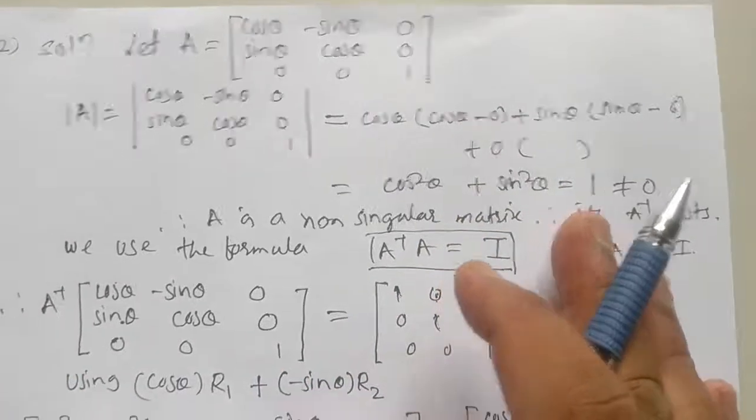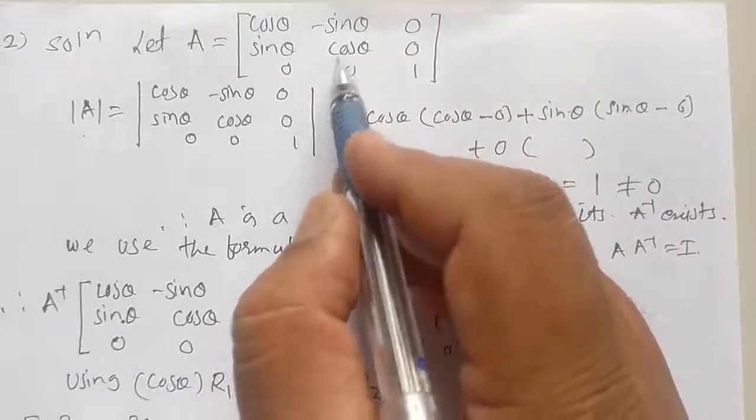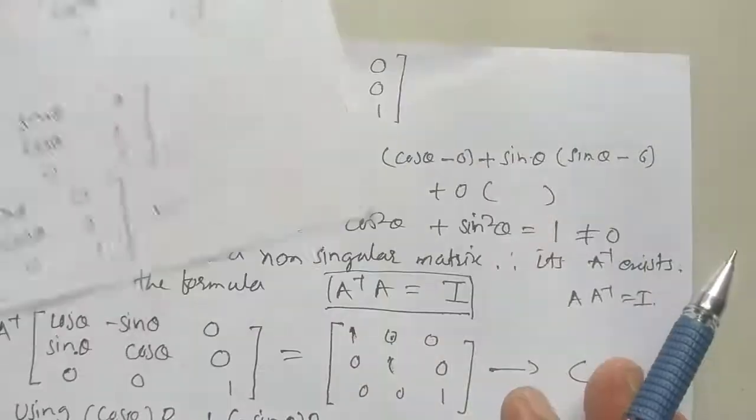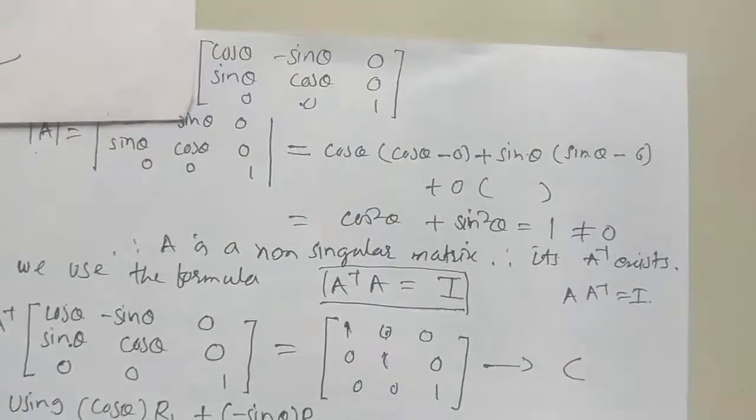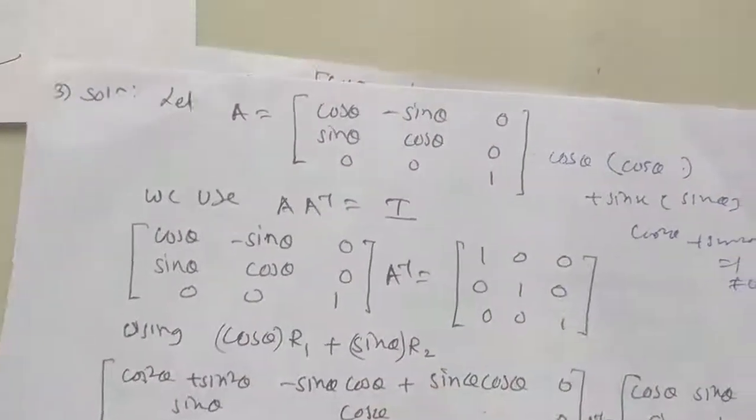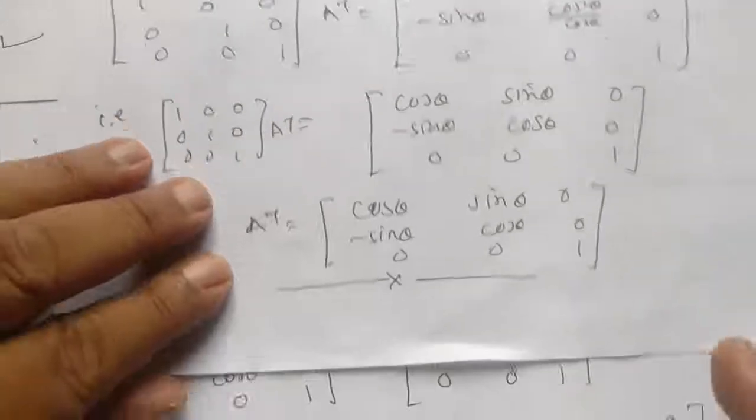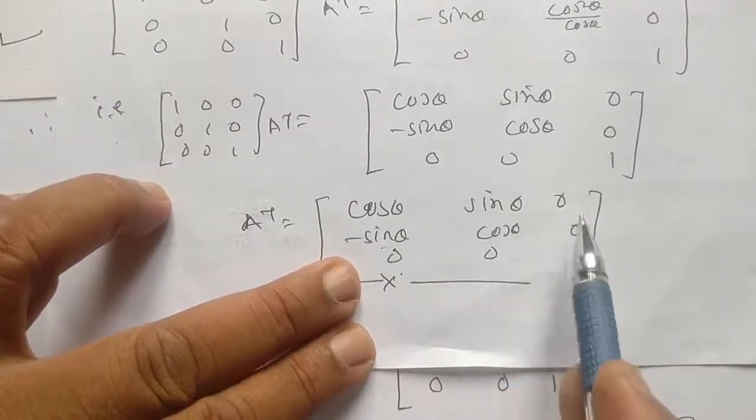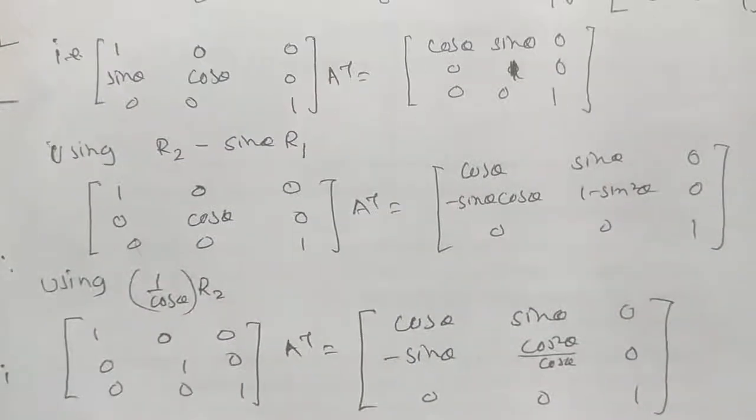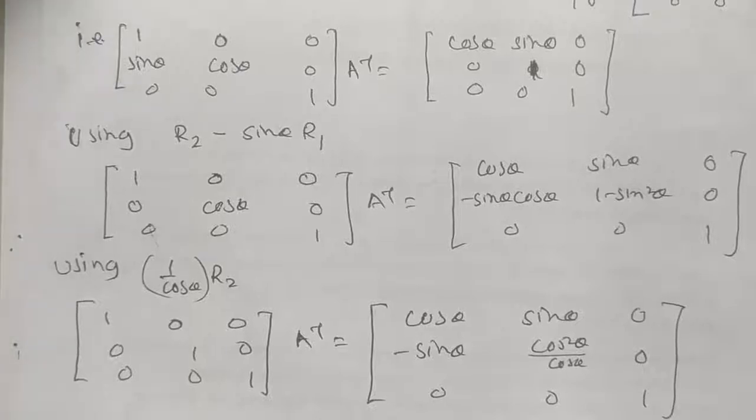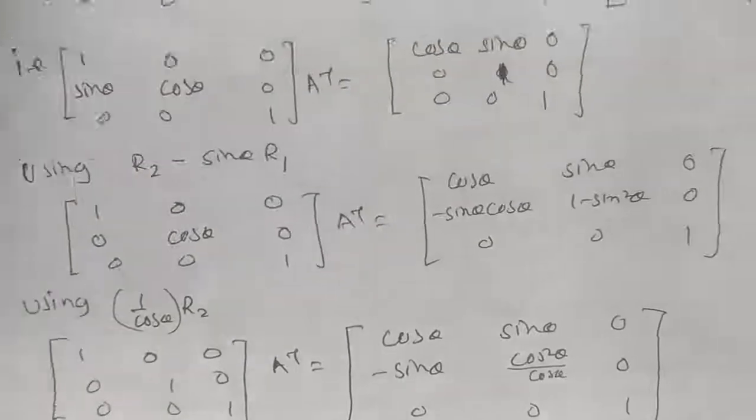The same matrix we have solved by row transformation. Here we get the same. This is by column transformation, and we get the matrix A inverse: cos theta, minus sin theta, 0, sin theta, cos theta, 0, 0, 0, 1. It is the same as this. So both are the same. Whichever method we use, the answer should be the same.